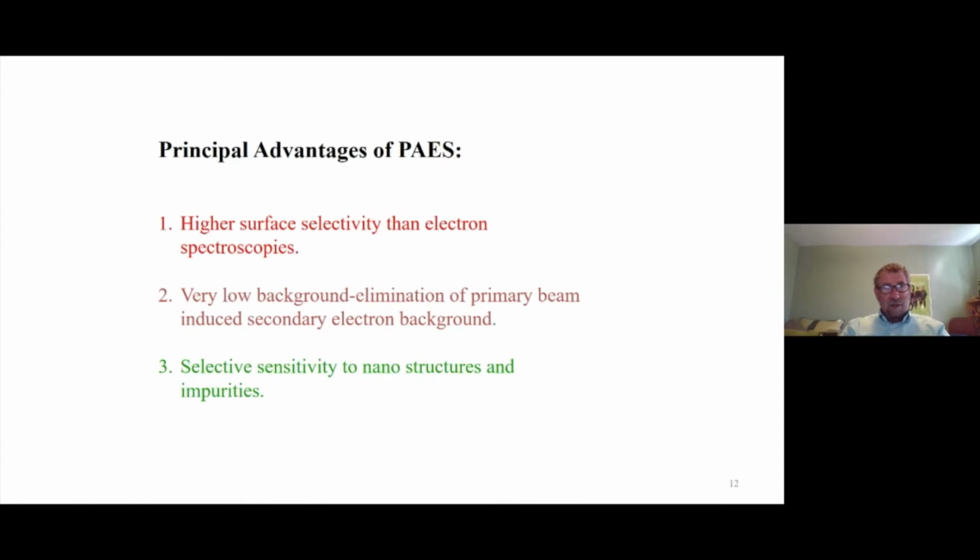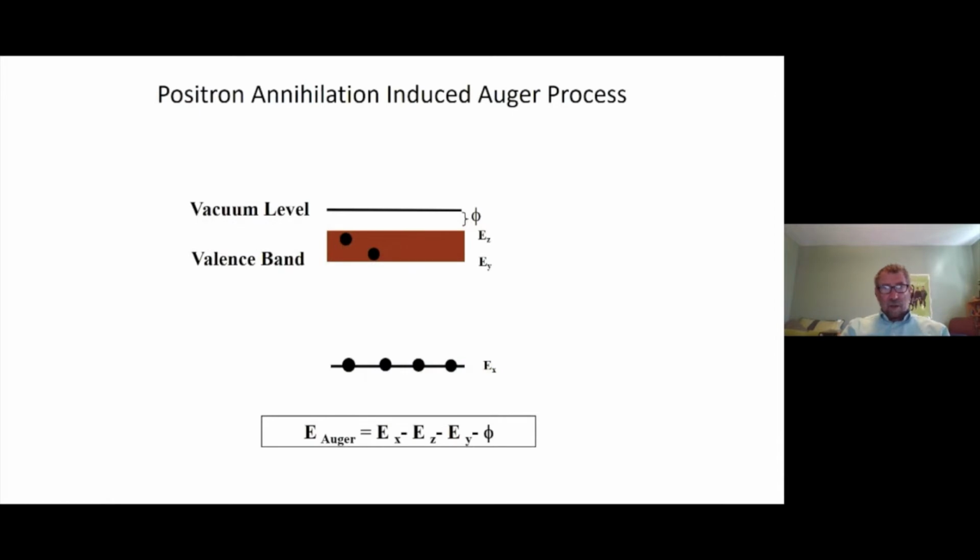The principal advantage of studying surfaces with positrons, and specifically positron Auger, is very high surface selectivity. So we have one of the highest selectivities for the top layer of any surface spectroscopy. Another thing is very low background, and I may show you some stuff later that makes use of that effect. And it's also selective for nanostructures, and as we'll show later, the selectivity can help you study internal surfaces. So the positron annihilation-induced Auger process is shown here.